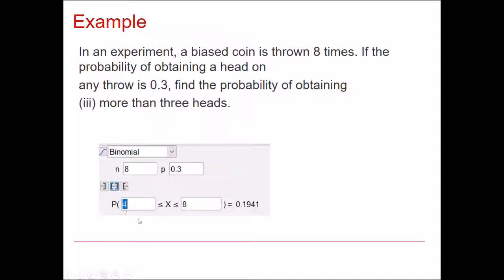The last one, more than 3 heads. So here I've got the probabilities from 4 to 8. Now if I was to do this with the formula, I'd have to work out 4, 5, 6, 7 and 8 with the formula and add them all together to get this answer of 0.1941. Some calculators only give you the probability that x is less than or equal to something, so you'll have to work out the probability that x is less than or equal to 3 and subtract that from 1.